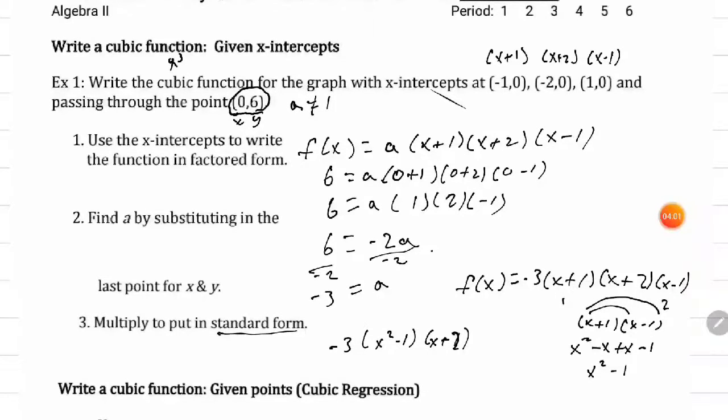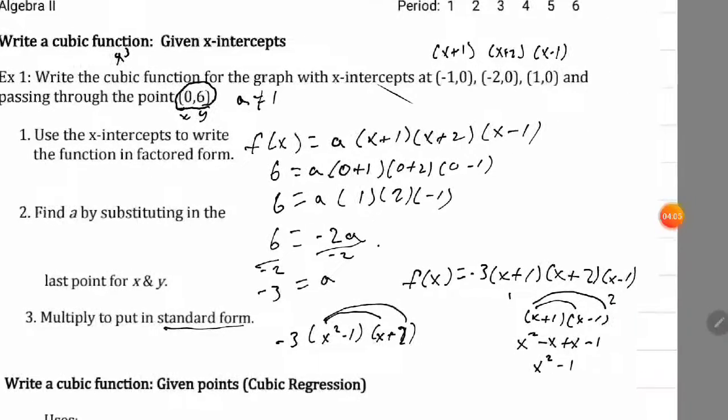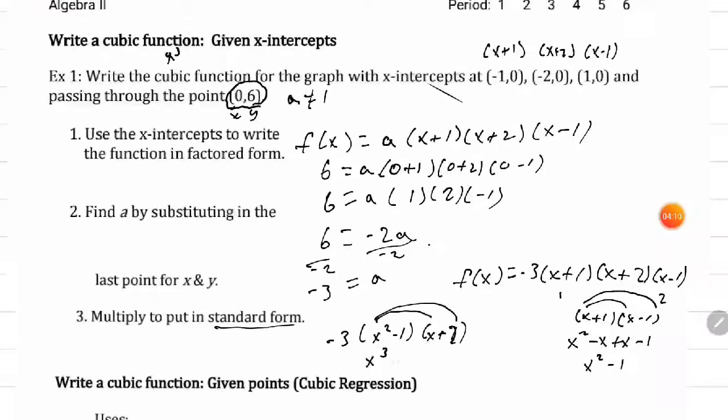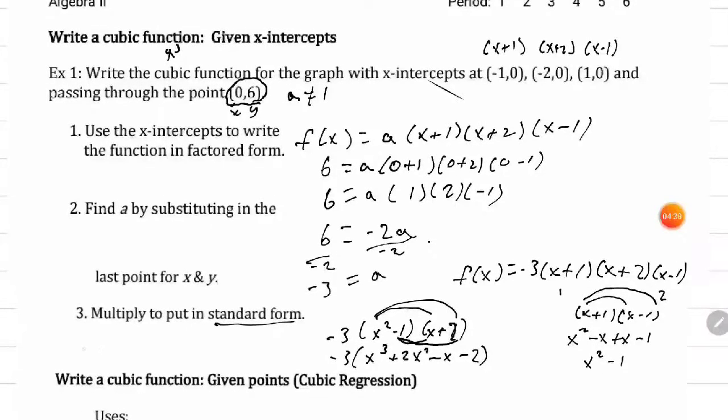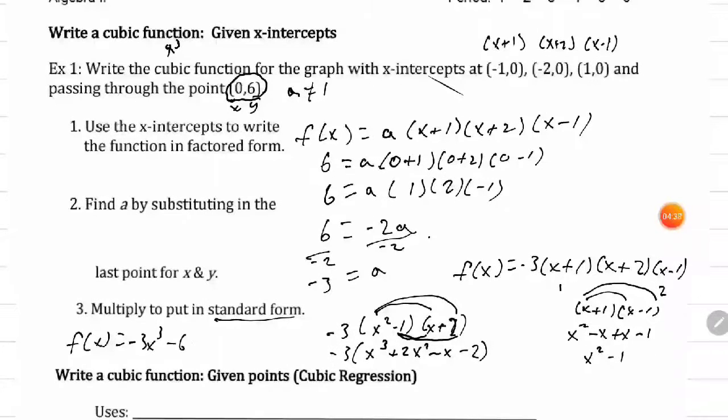Okay? Now, I'm going to take this, do my FOIL. So I have x cubed plus 2x squared. And then -1 times x is minus x. -1 times 2 is -2. Okay. And then we have a -3 out here still. So finally, our answer is f of x equals -3x cubed minus 6x squared plus 3x minus 6. That's our answer.